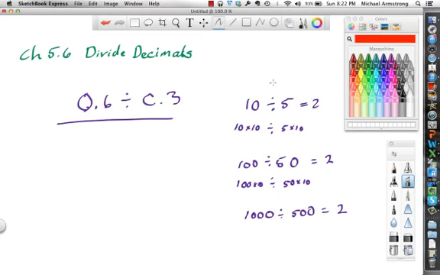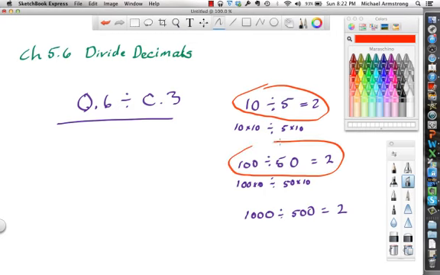All right, so what we're noticing here is that I can increase or decrease, actually, and get the same answer as long as I use multiples of 10 and I do it to both. Okay, so in the textbook it says when you multiply both the divisor and the dividend by the same power of 10, the quotient stays the same. Remember, the quotient is our answer to a division problem.